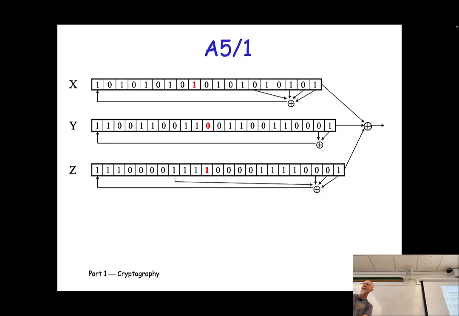Okay, what's the first thing we do? Find the majority of those red positions. Those are the special positions. So what's the majority? Well, I have 1, 0, 1. Are there more ones or more zeros? There are more ones. Okay, it's not a trick question. More ones, so this register is going to step. This register is going to step. This one's going to stay the same. It doesn't do anything.